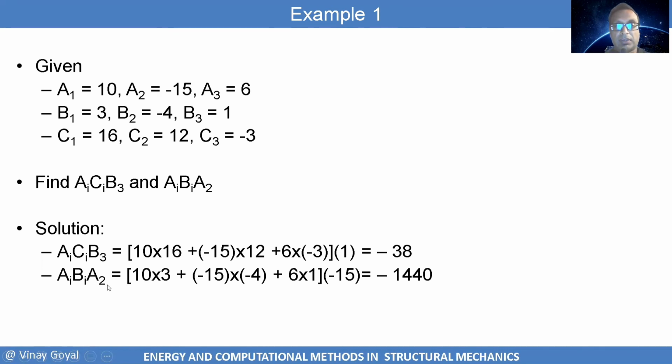Ai Bi A2, here i is repeated, and I invite you to pause the video and see if you can get it on your own at this point. You can see here A2 has a value of minus 15. I can factor that out, and the i is the one repeated over. So that's 10 times 3 plus minus 15 times 4, so basically multiplying these two here, and then 6 times 1, which is this term. Then I add it to get minus 1,440.